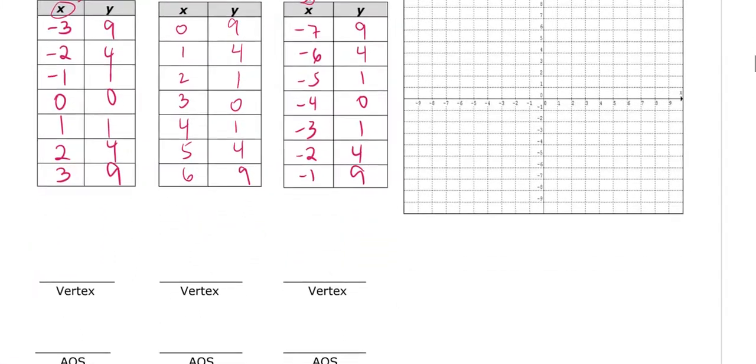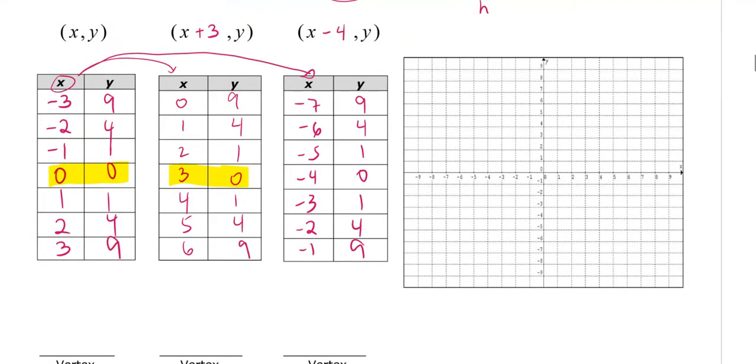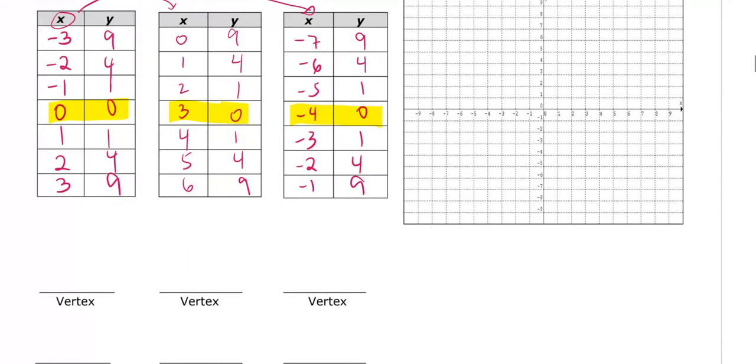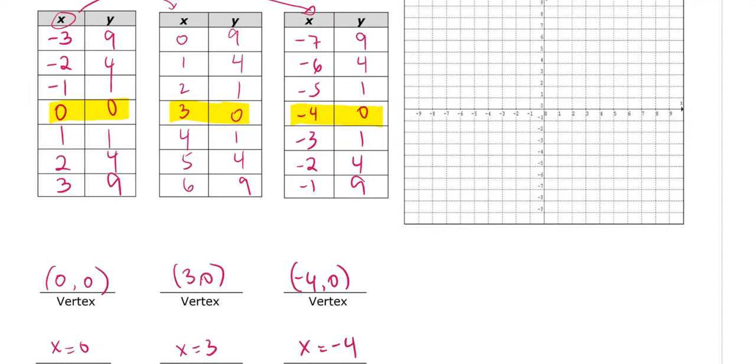Okay, so what about the vertex? Well, if you notice, the vertex in the base graph is still going to be 0, 0. That vertex point gets transformed to 3, 0 for this graph, (x minus 3) squared. And then the vertex transforms to negative 4, 0 for the graph (x plus 4) squared. So here, my vertex is 0, 0, 3, 0, negative 4, 0. The axis of symmetry: x equals 0, 3, and negative 4.